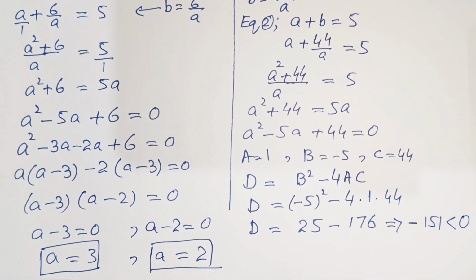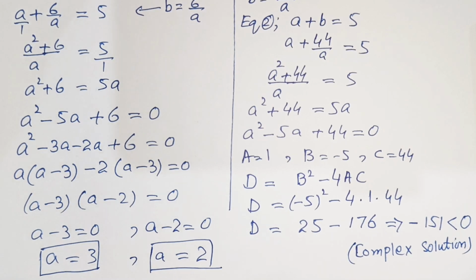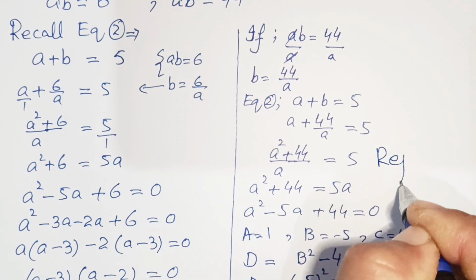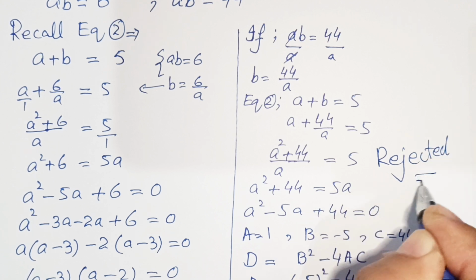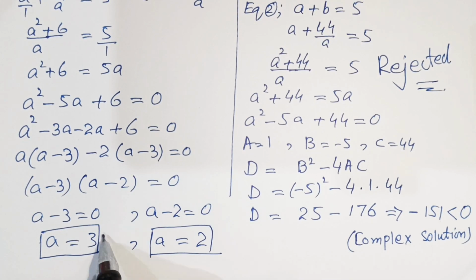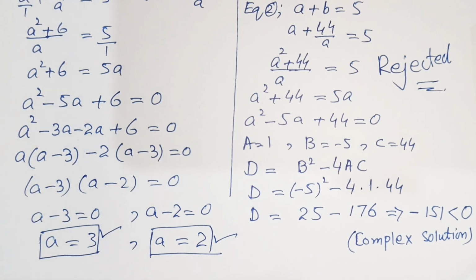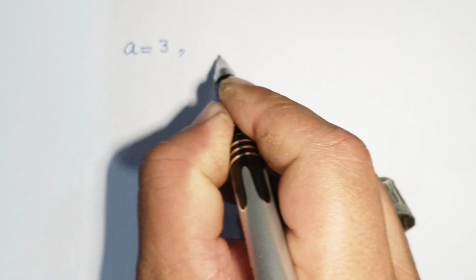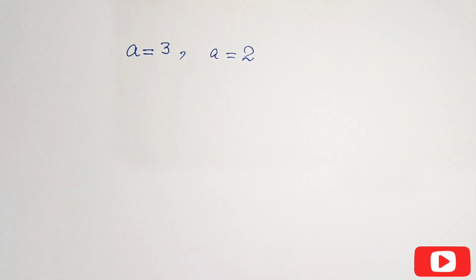So if the discriminant is less than 0, then in this case we just have a complex solution. So if we have a complex solution, then this is rejected. We have to use the values of x which are real, so it is rejected. Now we have two values of a from the first case, that a is equal to 3 and a is equal to 2. Now using these two values to find the value of x. So now when a is equal to 3, and the second value of a is equal to 2.